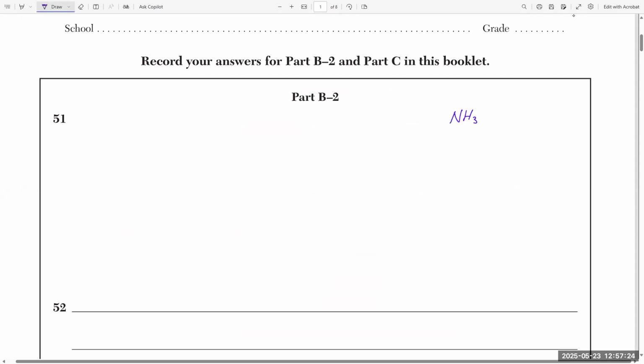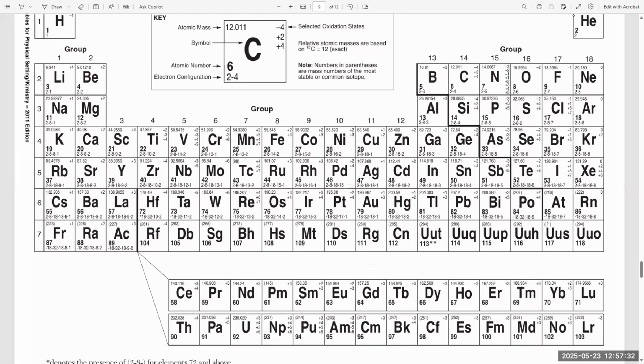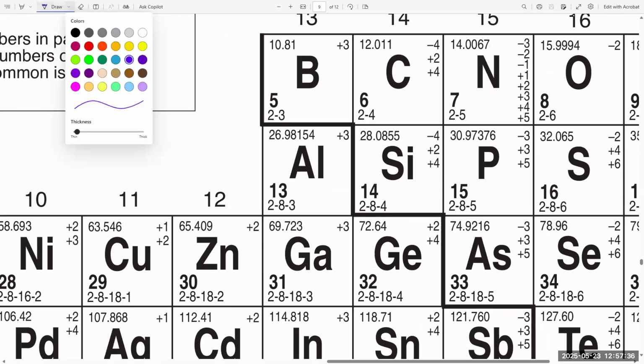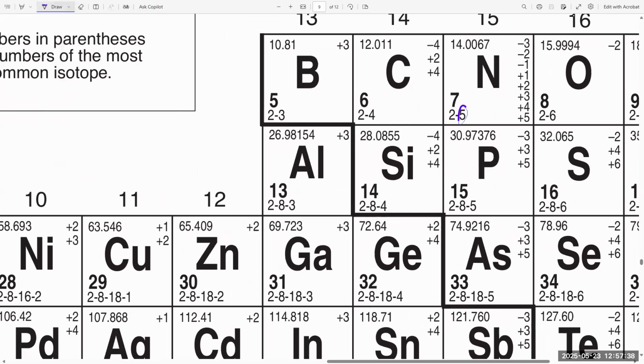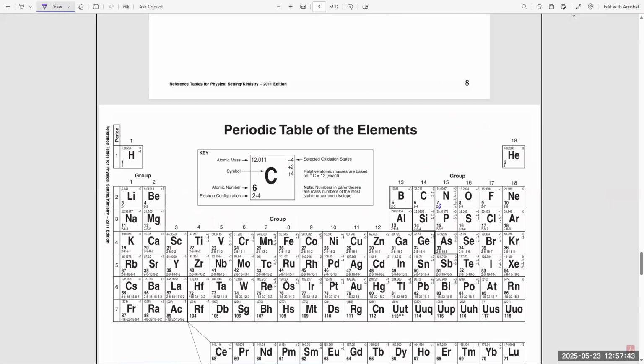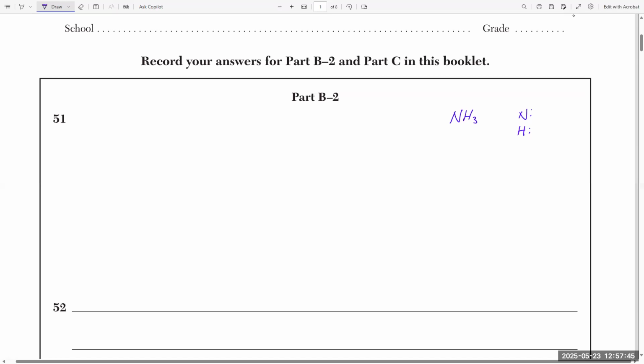We've got nitrogen, we've got hydrogen. Nitrogen has 5 valence electrons. You should know that, but if you don't, nitrogen has 5 valence electrons and hydrogen has 1, except there are 3 hydrogens in ammonia. So that comes out to a total of 8 valence electrons.